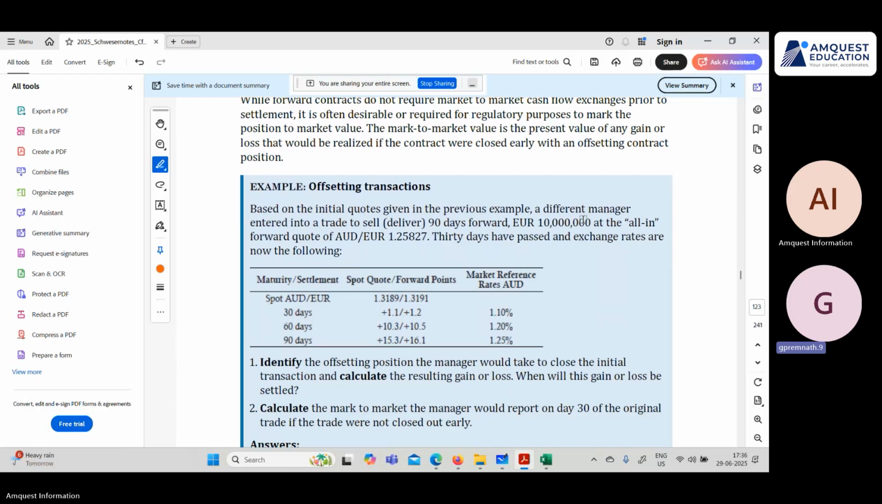Exactly, that's what I was confused about. So he's actually buying euro, is it? Okay, let's just solve this.